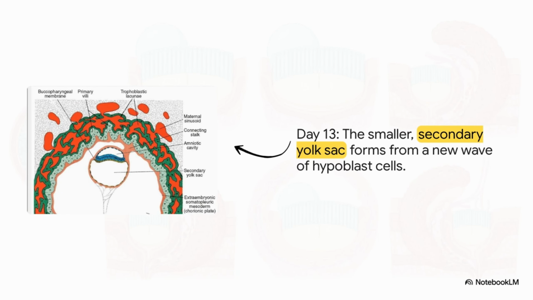And while you're looking, notice 2 other new things. These little fingers of cytotrophoblast pushing into the syncytiotrophoblast, those are primary villi, and this thick band of mesoderm, which we call the connecting stalk.